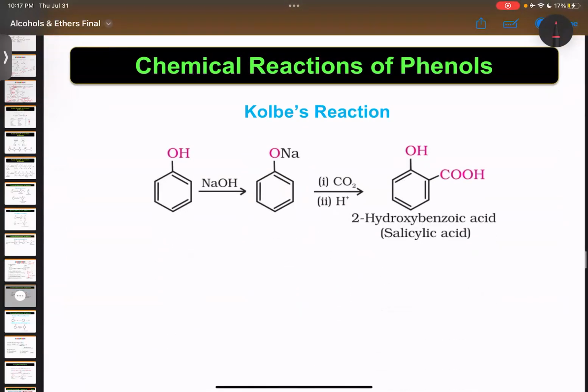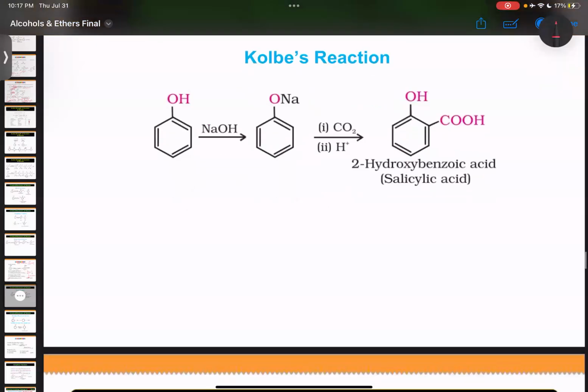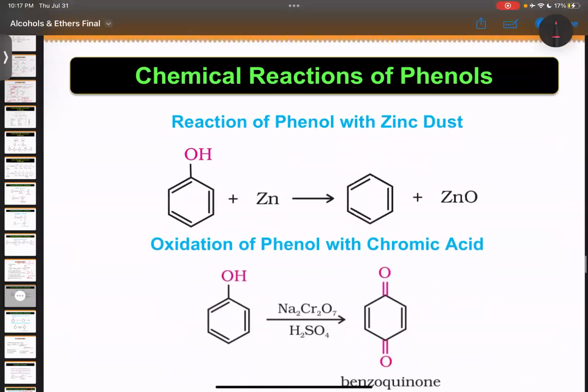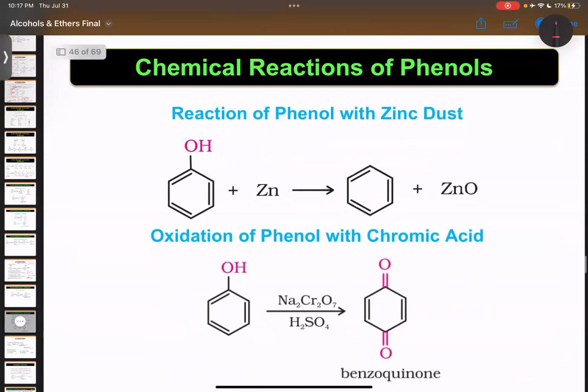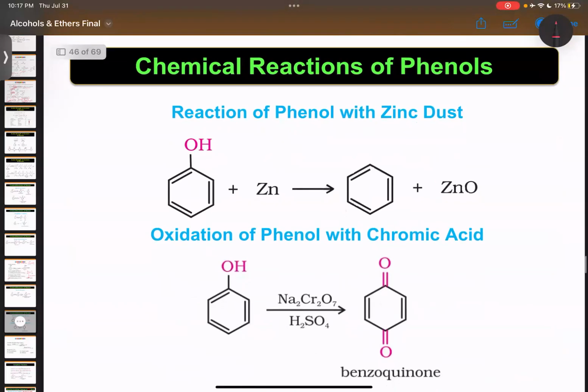This is Kolbe's carboxylation reaction. And in this reaction, you take phenol, NaOH and CO2. Is it clear or not? Any doubts on this? Kolbe's carboxylation, this we have discussed today, right? So this I hope is clear.